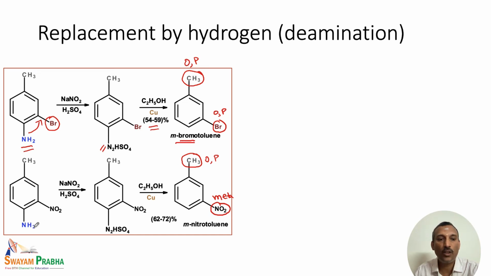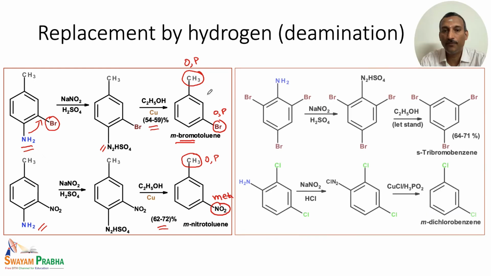Similarly, when we start with this amino derivative, we can follow the same steps of reactions to prepare around 70% of the meta-nitrotoluene. This way it is possible to prepare compounds which are very difficult to prepare by other methods.